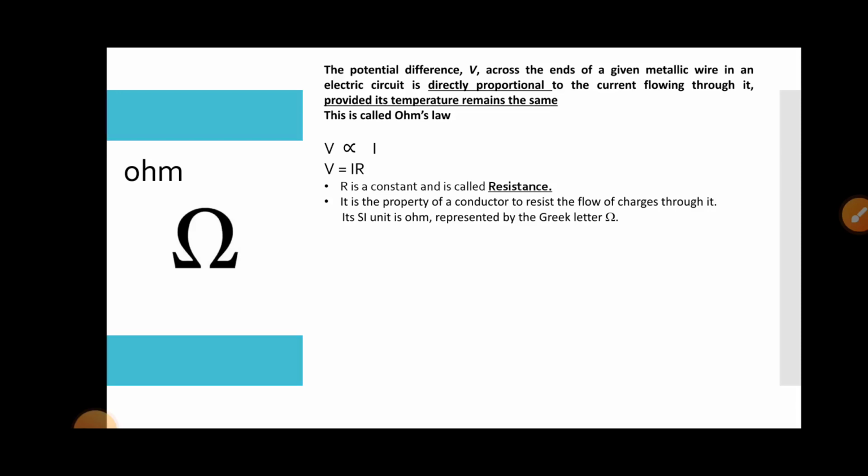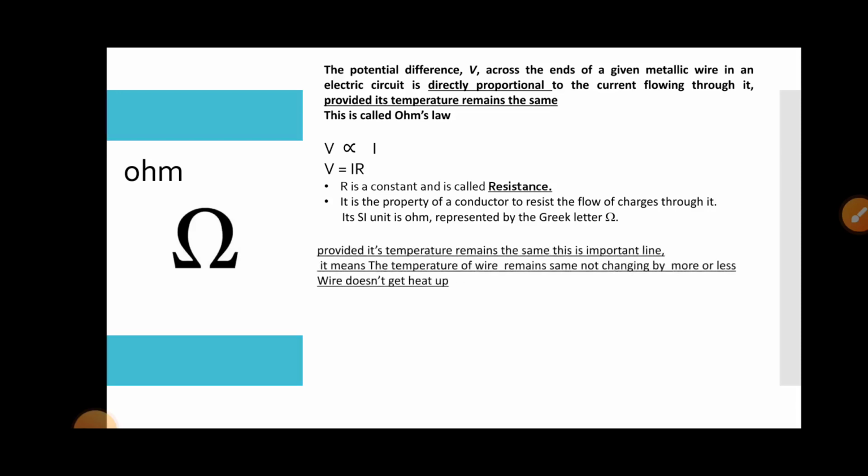Here, the last term is important: provided its temperature remains the same, which means the temperature of the wire remains the same, not changing by more or less. The wire doesn't get heated up. So the wire we have taken should not get heated up. So the equation is V is proportional to I.